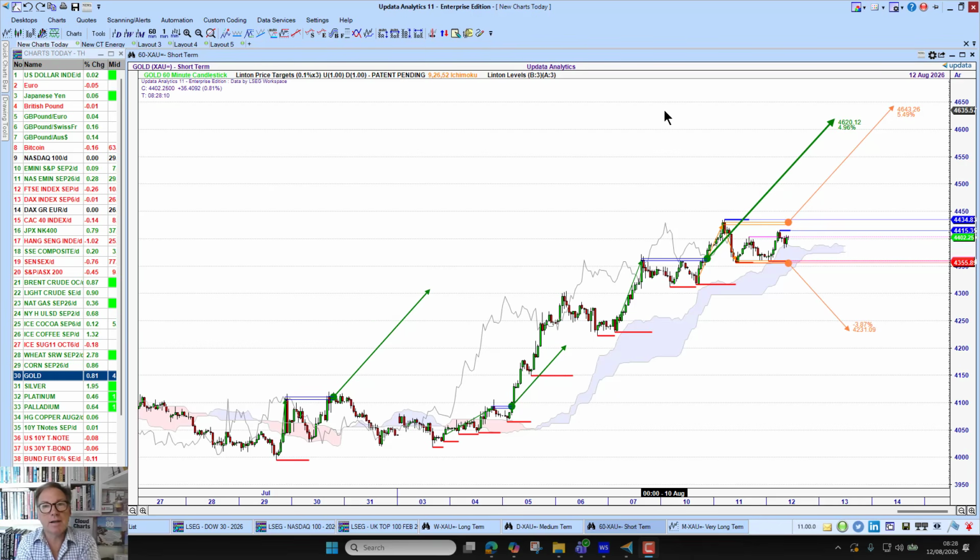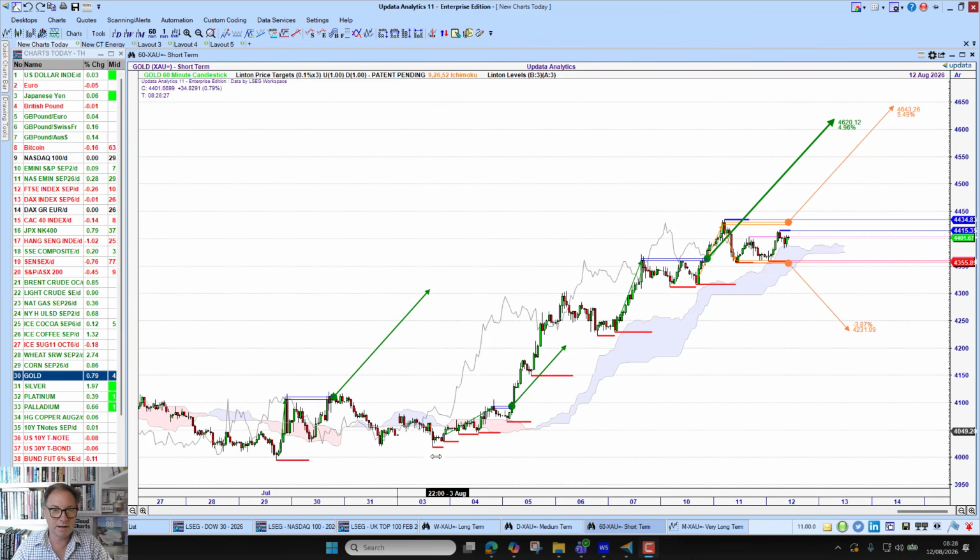Welcome to Charts Today. It is Wednesday, the 12th of August, and I start by looking at gold, and it seems to be running again. We have got an upside trend here on the 60-minute chart, the short-term time horizon.